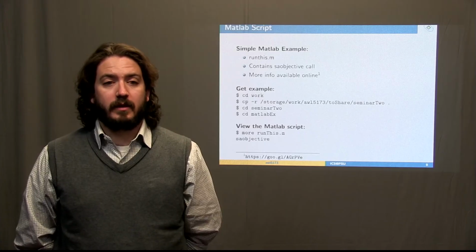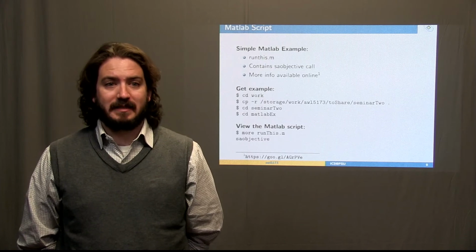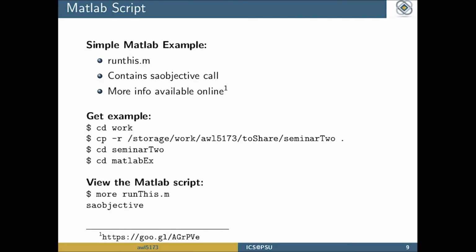Right, so what we're going to look at is a simple MATLAB example. I have put this in a MATLAB file called runthis.m, and this is just a single line that's SA objective. It's a function within MATLAB. It's going to run something. The idea isn't that we care what this is, it's just that it's something that we're going to run in 3 different ways.